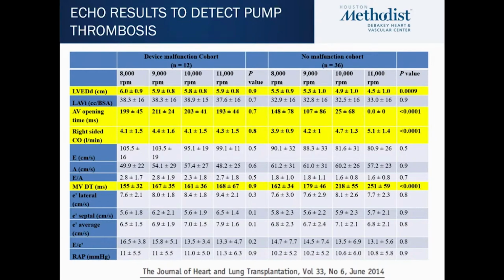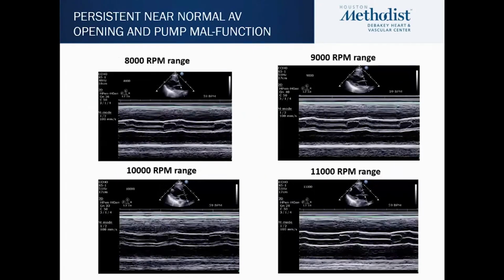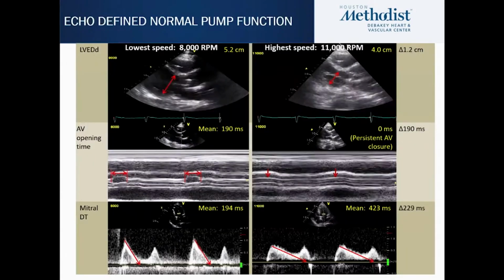And there's multiple parameters that we have to look at. I'm not going to go into details of this, but if there is an obvious malfunction, you can see that the LV end diastolic dimension doesn't reduce, the aortic valve stays open, the output doesn't increase appropriately, and the mitral inflow doesn't suggest appropriate unloading. However, there can be issues with this test because there can be false positives if you have a significant aortic regurgitation or excessive blood pressure. So I think these are things that we look at.